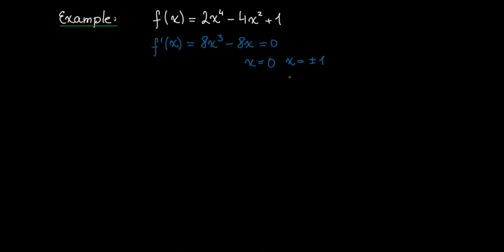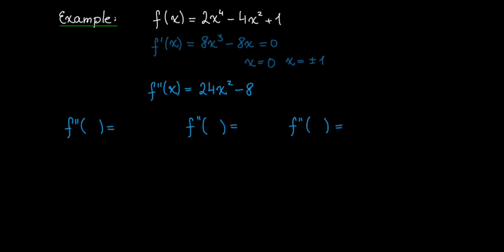However, now instead of using the number line to determine whether it's a maximum or a minimum, we're going to continue computing the second derivative. Applying the power rule again, what we would get is 24x squared minus 8. Now that we have received the second derivative, our goal will be to plug these 3 zeros into the second derivative. So we compute f second derivative of 0, f second derivative of 1, and f second derivative of negative 1.